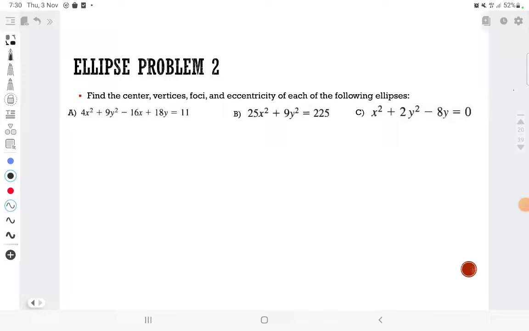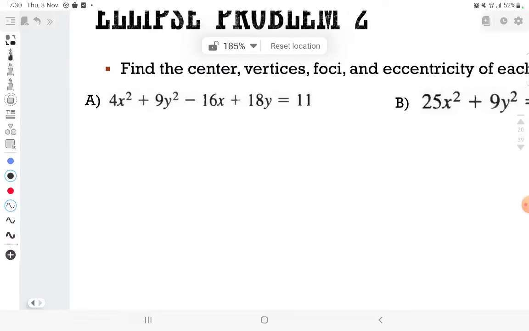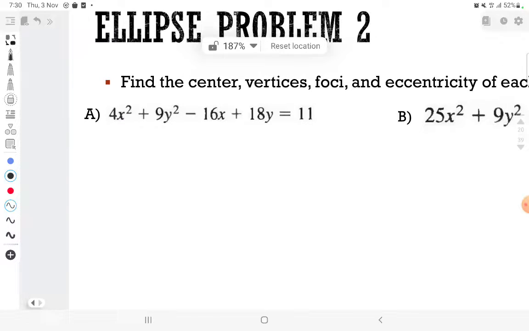Okay, so let's solve problem number 2. Find the center, vertices, foci, and eccentricity of each of the following ellipses. So first, let's have our letter A. We have 4x squared plus 9y squared minus 16x plus 8y equals 11. This is a general form that is given in the problem.